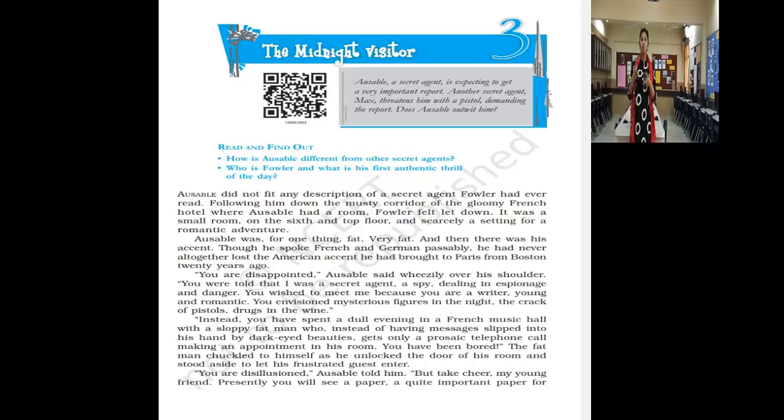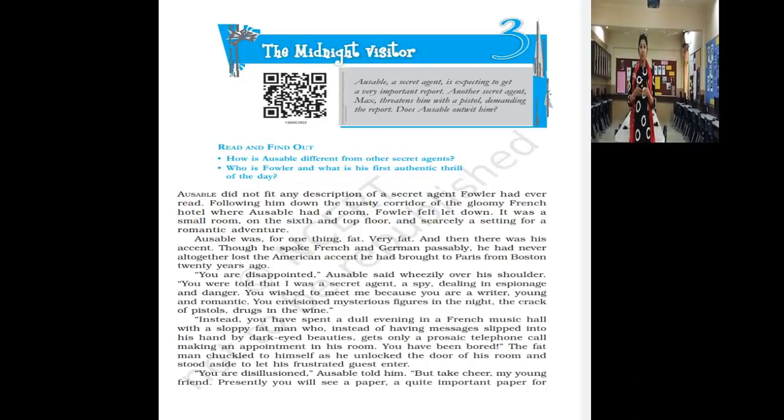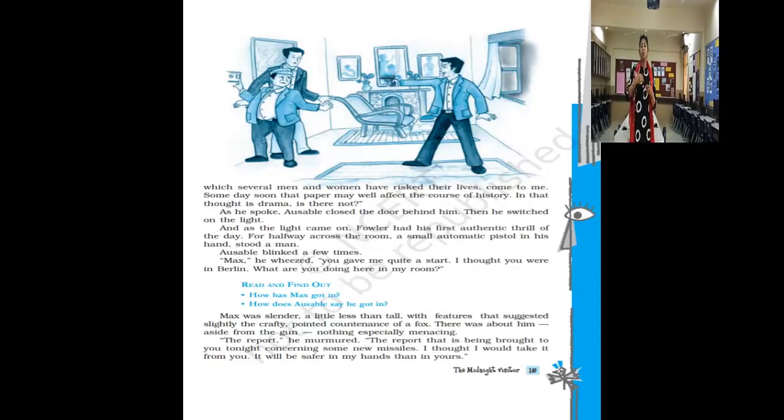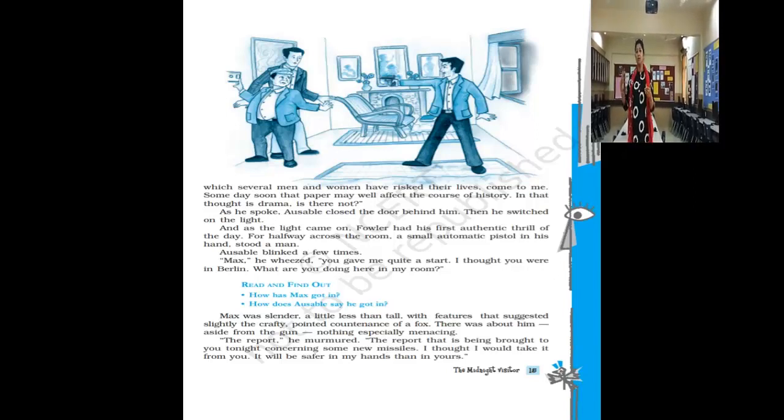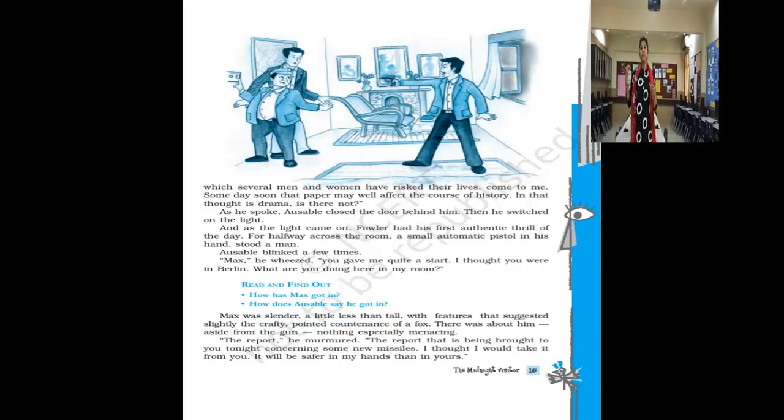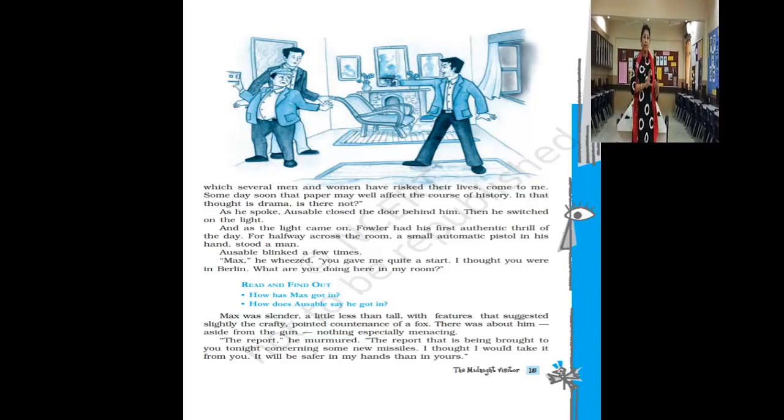Now, Ausable told Fowler that he had a very important paper in his custody. Now, these are certain important documents which he just mentioned. So someday that paper might well affect the course of history. Now, this is the technical aspect of the story, which is actually part of the story.